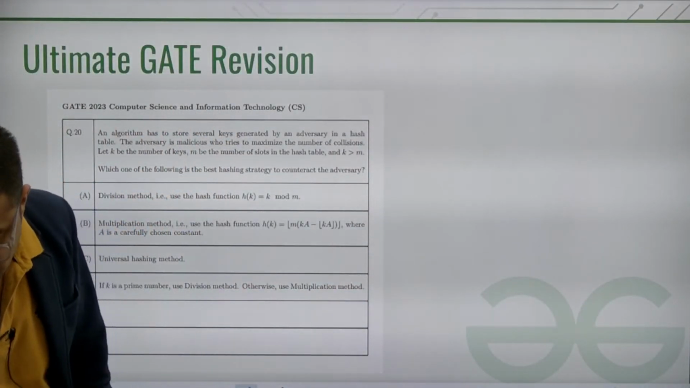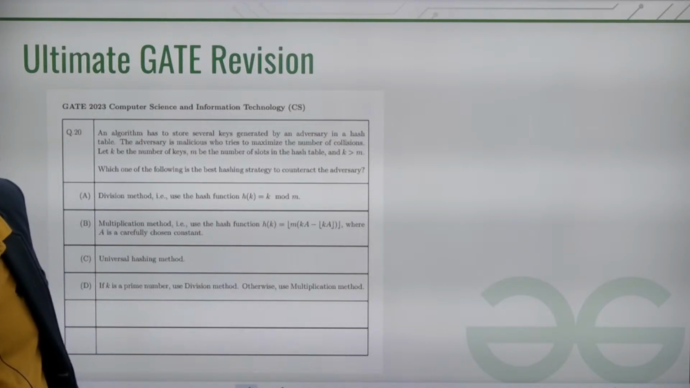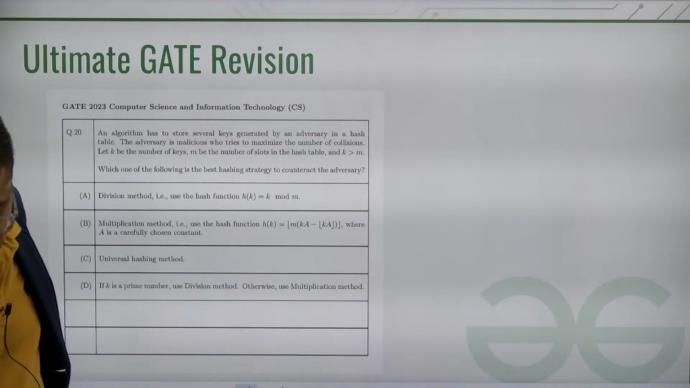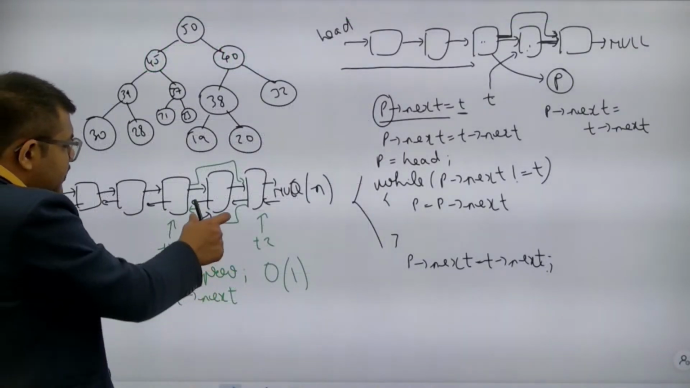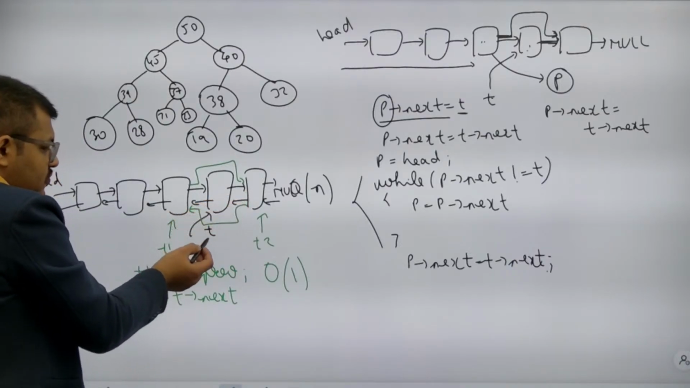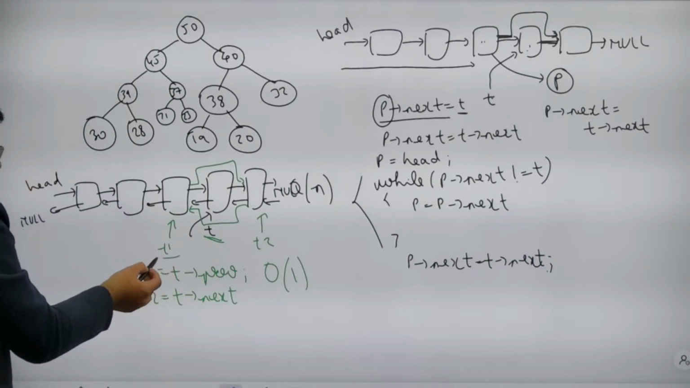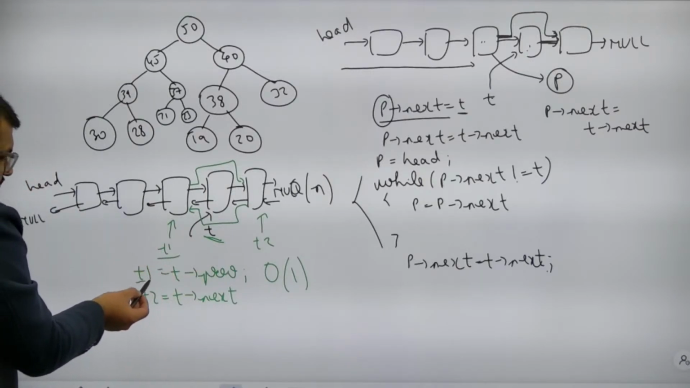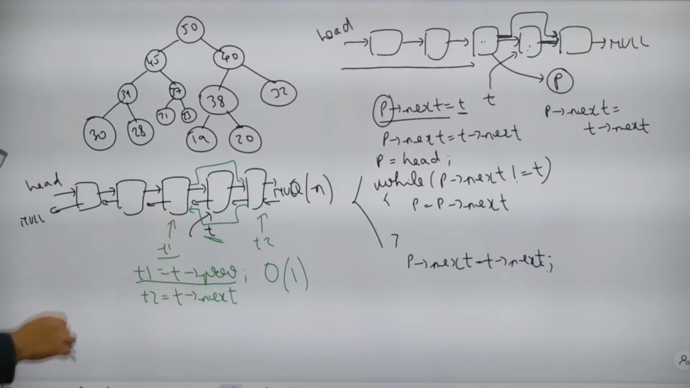I have a question, why don't we move from start to the point that we want to delete in a doubly linked list, which is big O of n? Because in a doubly linked list you have a pointer to the previous node as well as to the next node. So if you are given a pointer to the node which is to be deleted, you can get the pointer to the previous node by just saying T1 equals T previous. If you can do it in one step, why will you traverse the complete linked list?